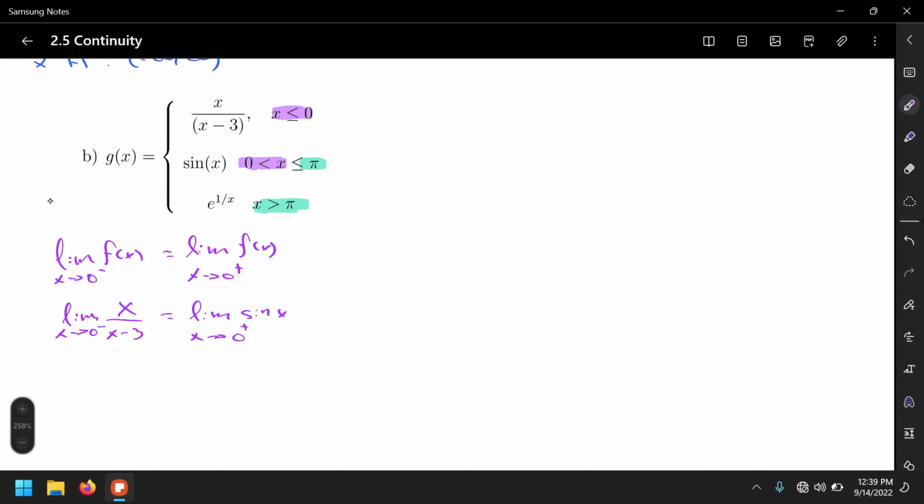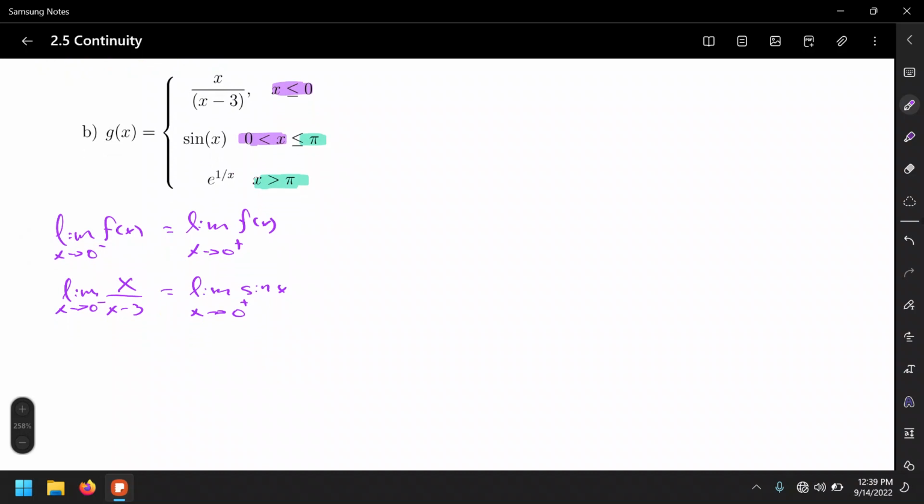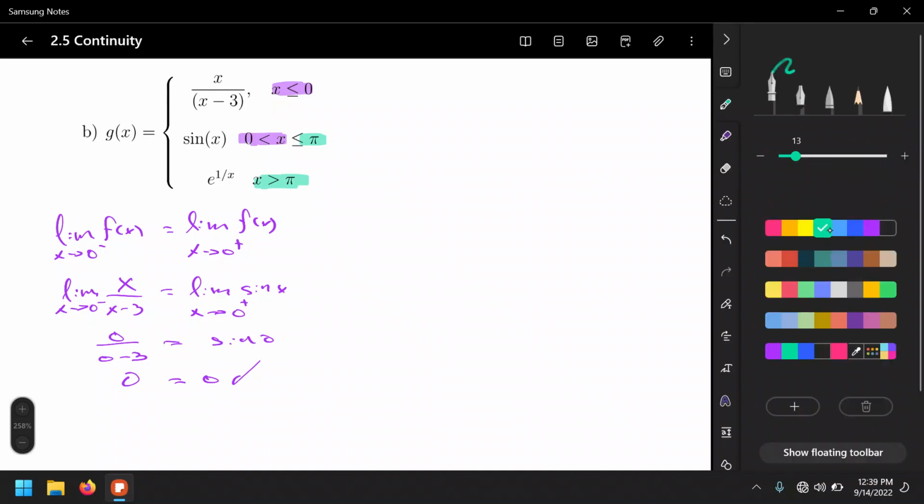Now, let's see if these limits agree. Okay, so that's going to be 0 over 0 minus 3. Well, what's 0 over 0 minus 3? Isn't it 0? And what's sine of 0? So we have an agreement here, right? And in fact, if we evaluate the function separately, we should get the same result.